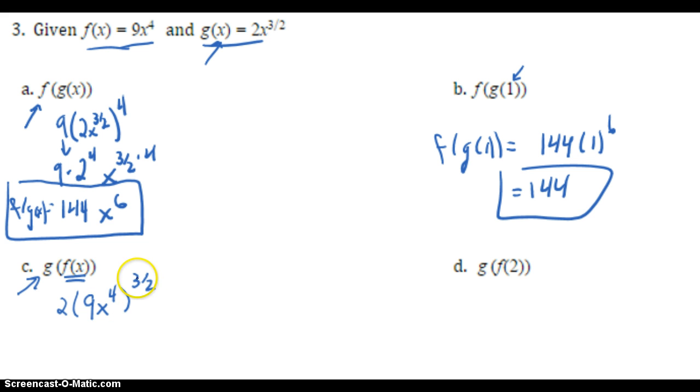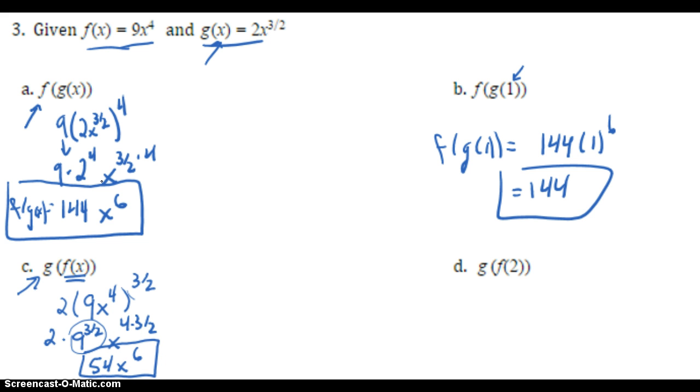Just like before, we'll take care of this exponent first by distributing it. So the 2 just carries down. We have 9 to the 3 halves, and then x to the 4 times 3 halves. This ends up simplifying. You do this on a calculator, you should get 27 times 2 is 54, and then we get x to the sixth. That's our g of f of x.